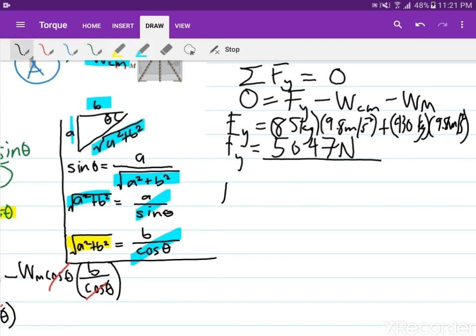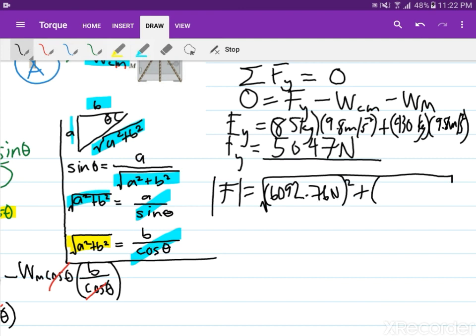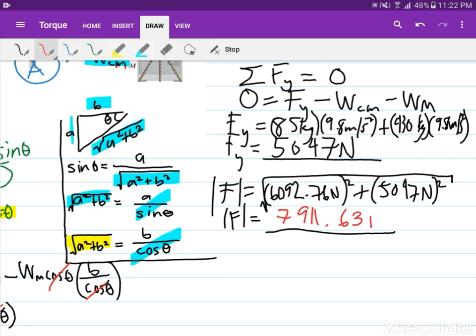Okay, so the magnitude of our force now is the square root of Fx squared plus Fy squared, so 6,092.76 newtons squared plus 5,047 newtons squared. So this is 7,911.63 newtons.